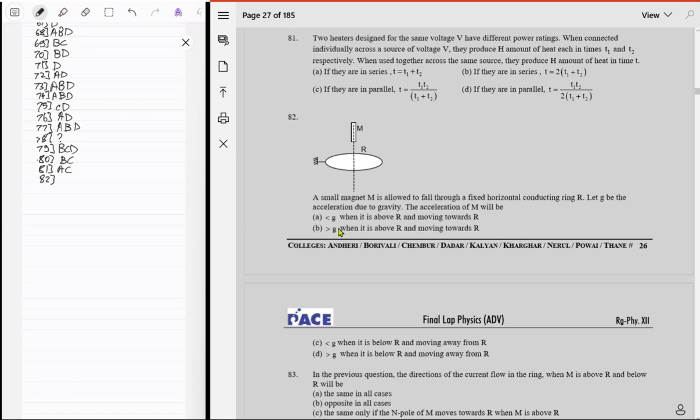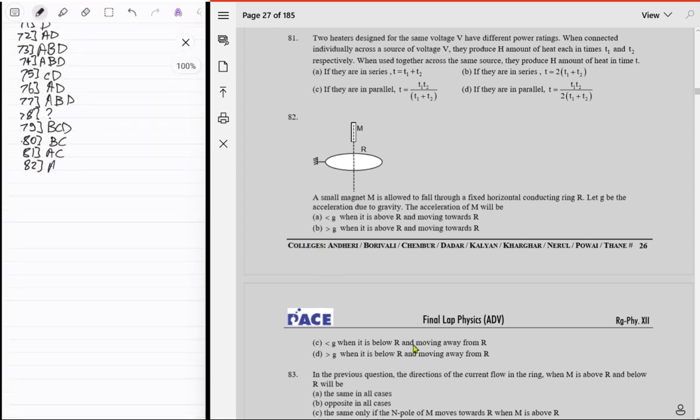So as long as it is coming, it's retarding, and then when it is leaving, now suddenly it is not letting it go, right? Wait a second. It's like some north-south gets created in it. So first it's opposing. Now this one, south-south will come. Okay, cool. Then it's not letting it go. So it's less than G both times. Okay, less than G when it's above and moving towards R. And when it's below R and moving away from R, in both it's still less than G. So A is correct and C is correct.